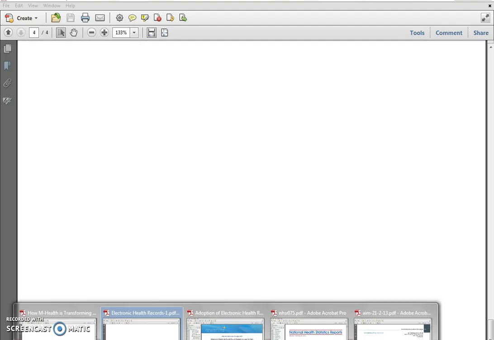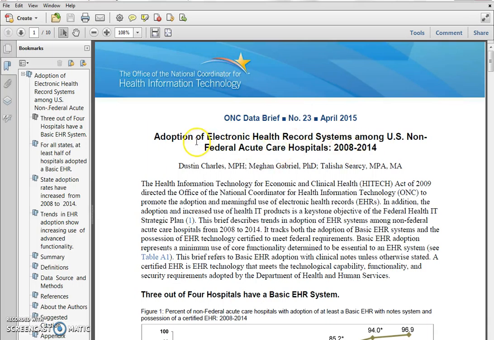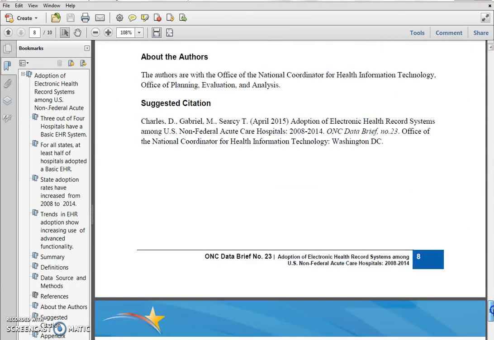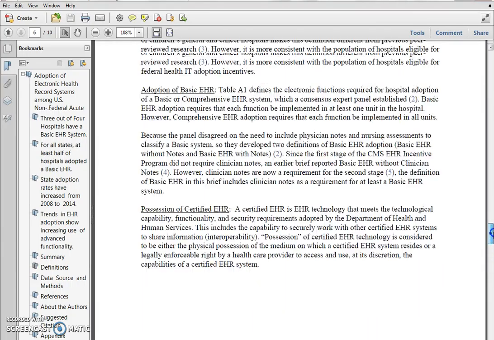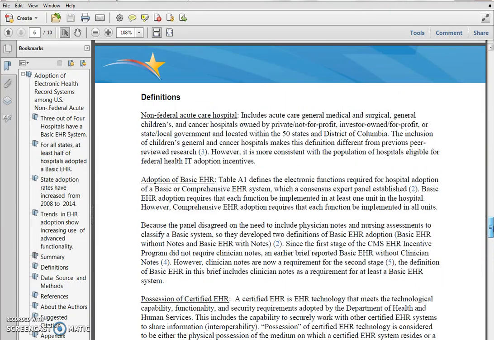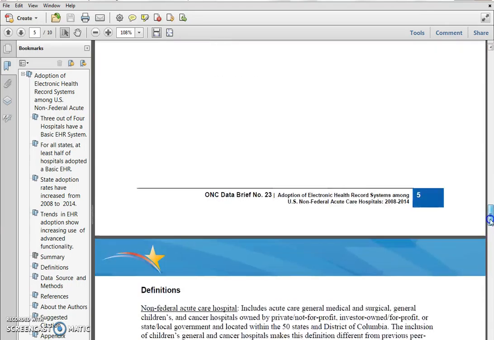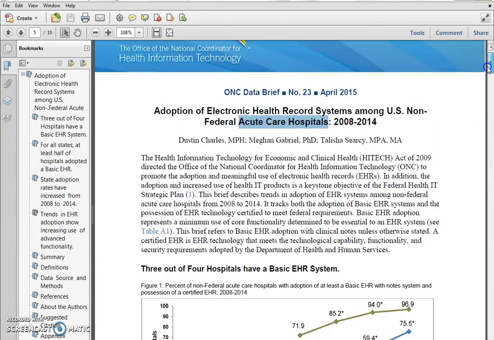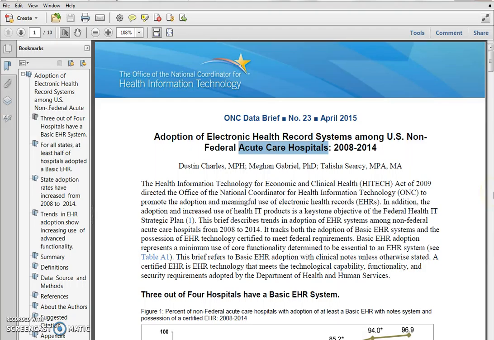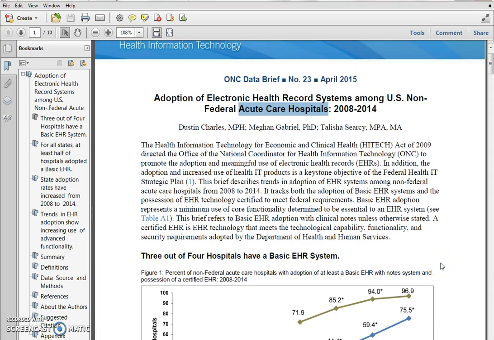Next one I would like you to read is on adoption trends. These are adoption of electronic health records in acute care hospitals, and there's a definition for acute health care. What does acute health care really mean? These are mostly hospitals that are responsible for acute care. And what are the trends of EHRs within these hospitals, 2008 to 2014, so very recent.